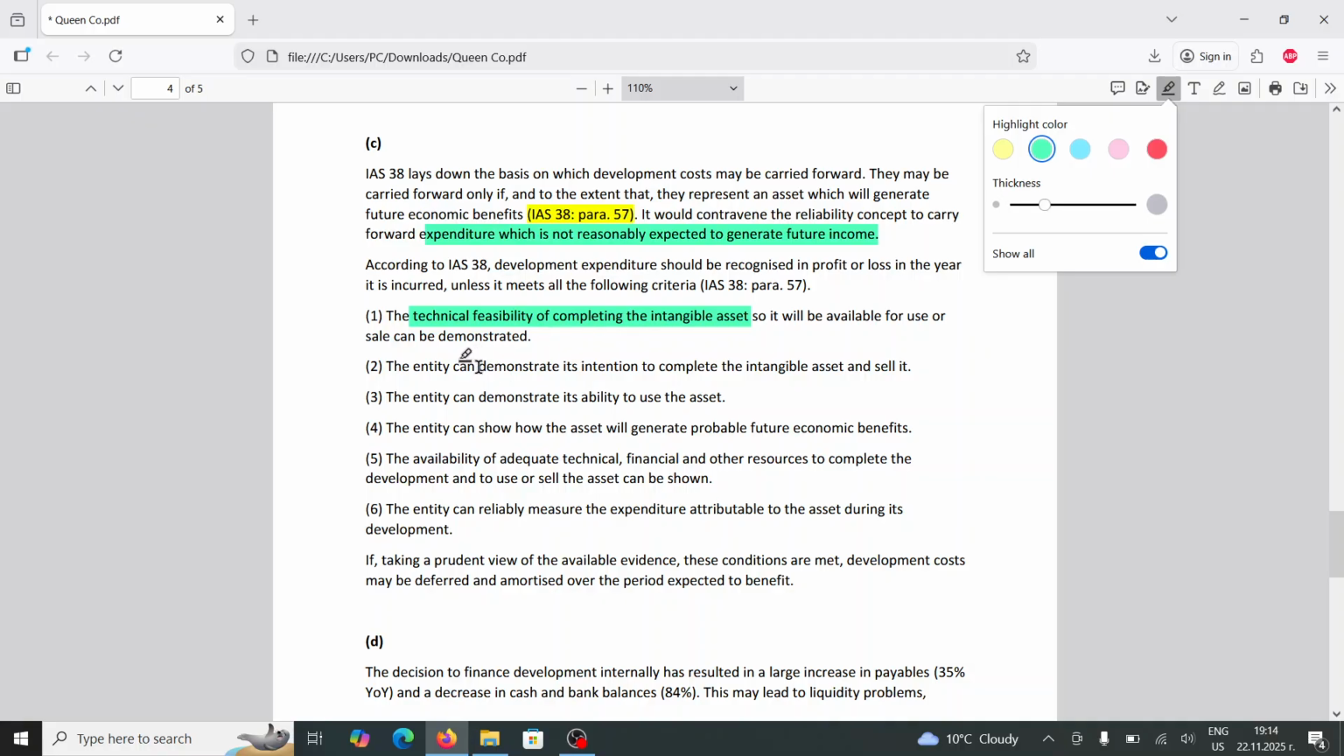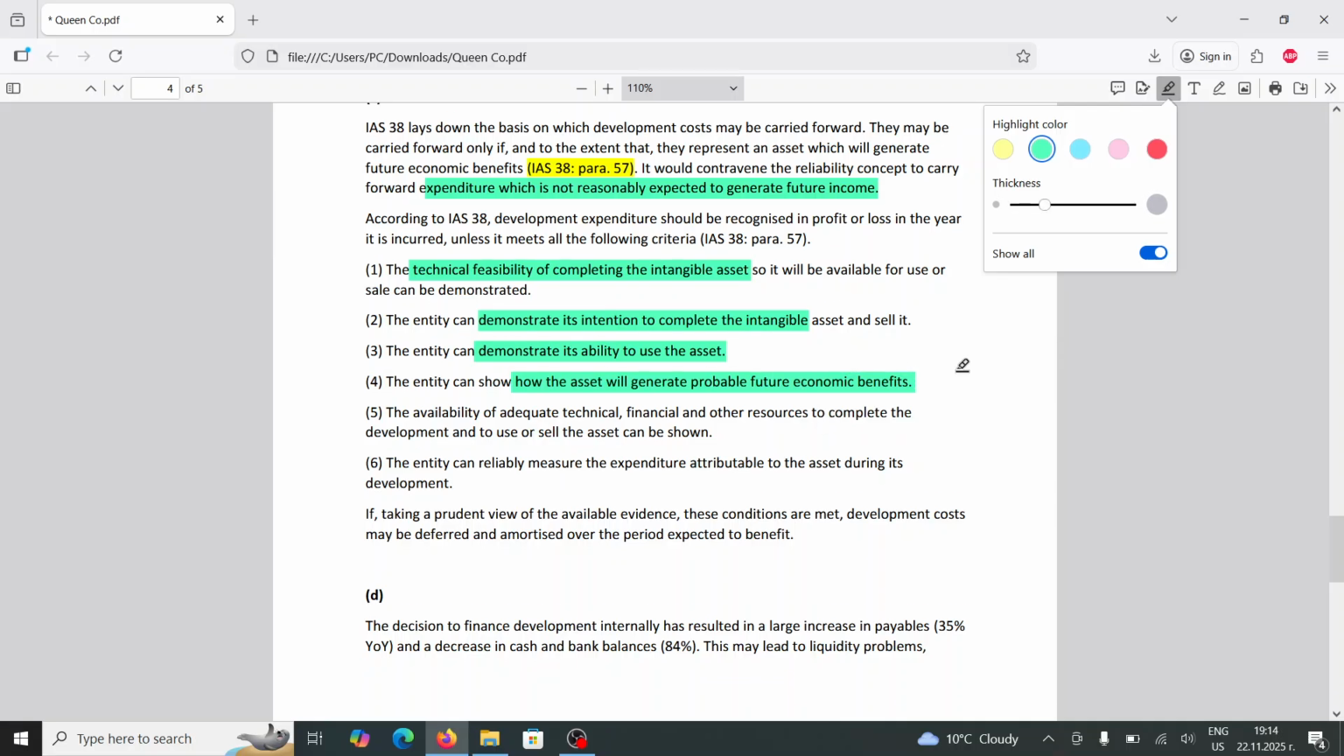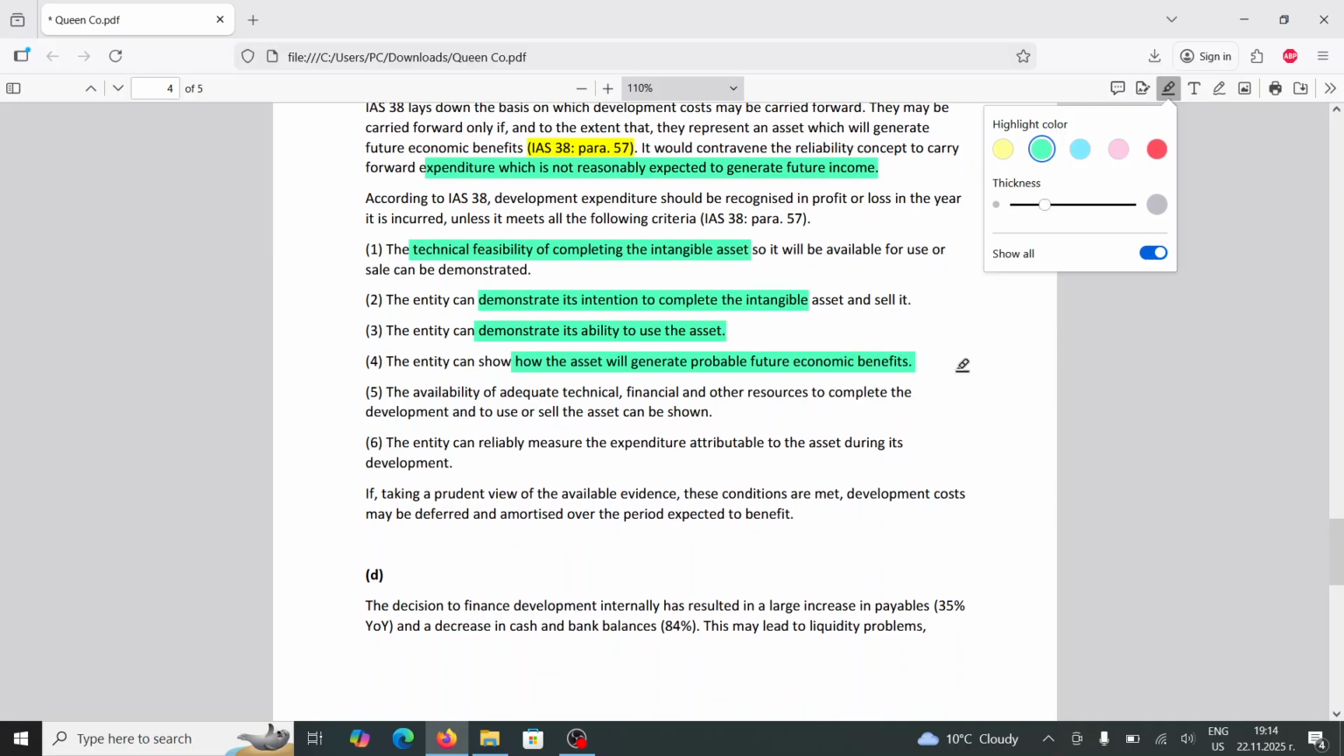The entity can demonstrate its intention to complete it. The entity can demonstrate its ability to use the asset and can show how the asset will generate probable future economic benefits. The availability of adequate technical, financial, and other resources to complete the development and to use or sell the asset can be shown. So basically, this is all connected to whether it can be completed, used, sold, if it's marketable, if there's a market for it. If there's no market for what's being developed, it will go to profit and loss.